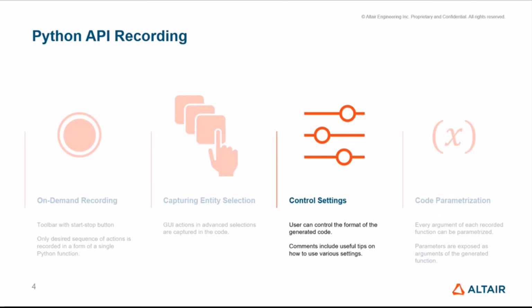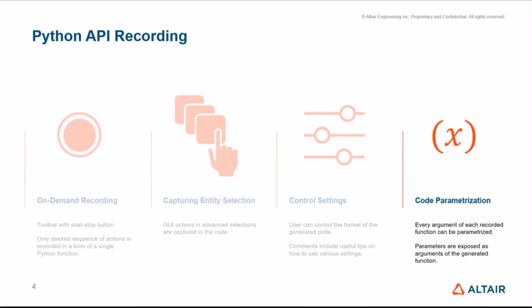The user has also control over the generated code. So there are a set of settings that they can switch on and off essentially, and control the output. Together with that and the useful tips that we put into the code, we believe that the user will have a really good understanding of what's going on and also good control over the output. And last but not least, we allow parameterization. So the code that we generate, user can parameterize. In other words, they can replace the hard-coded argument values that come from the actual actions performed live in the GUI and replace them with variables in the Python code, and then obviously expose them as parameters of the script itself.